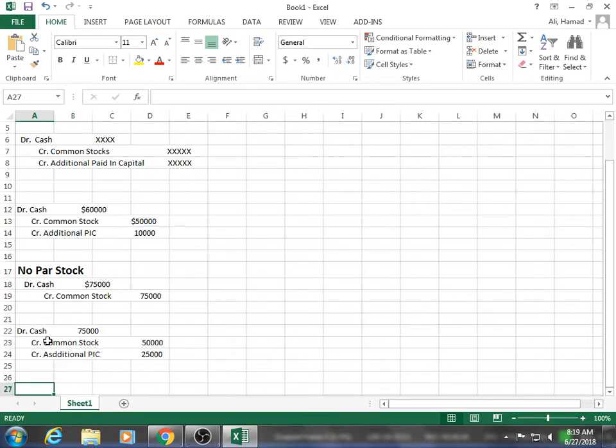You are most welcome. So, this is how we record the issuance of the no par stock. Does it have a stated value, or none, or does it just say no par? If it's no par with no stated value, it's going to be exactly the sale price. But with a stated value, it's just like with the par stock.